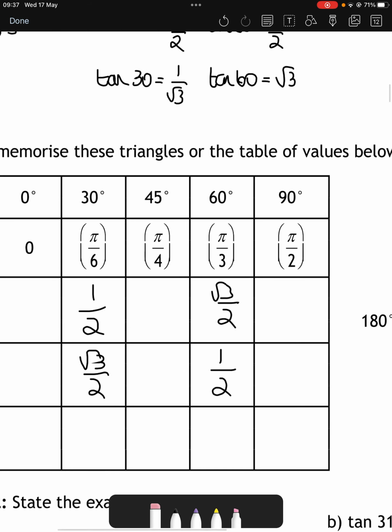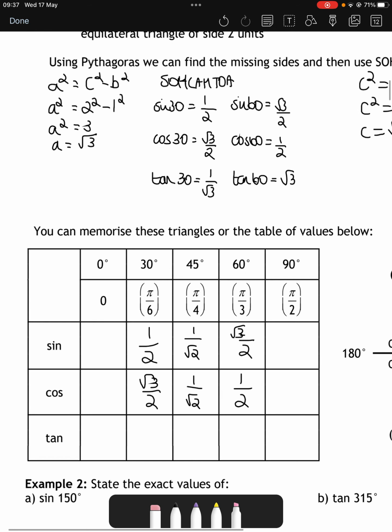For 45, they were both the same. They were both 1 over root 2. Okay, tan along the bottom. So tan of 45 is 1. I know that they both involve root 3, and I think, right, the biggest one is 60, so that's the root 3. And that's 1 over root 3.